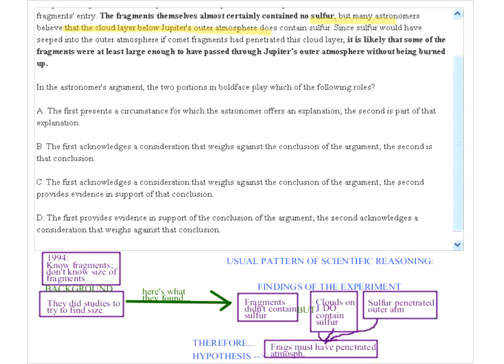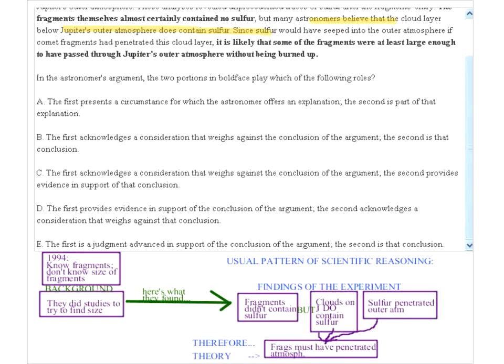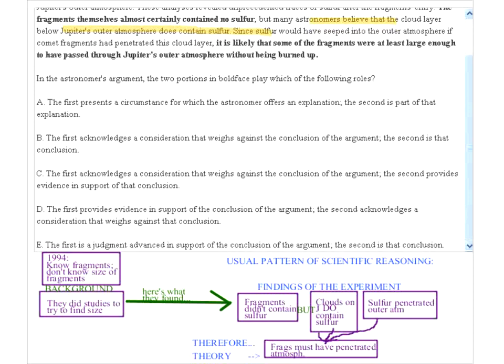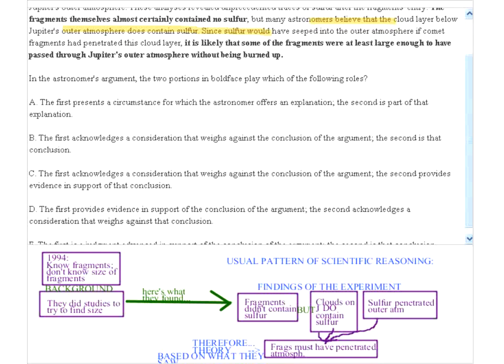A theory. You don't come up with your explanation before you've seen anything. So if you want to call it a hypothesis, you can call it a theory, same sort of thing. But it's based on what they saw. Let me move that up and write that. Okay, but again, this is hard.